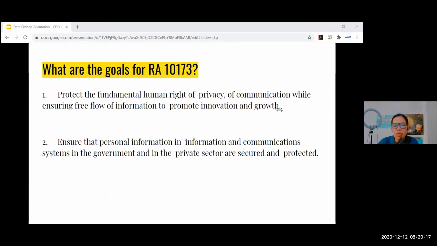Now, how can we ensure that we're protecting the privacy of people while we're doing this? This is why the law was created, and this is how we're going to learn the basics of what we need to do to ensure that we're complying with the law. Next is to ensure that the personal information in information and communication systems in the government and in the private sector are secure.